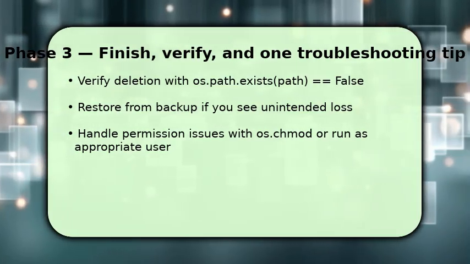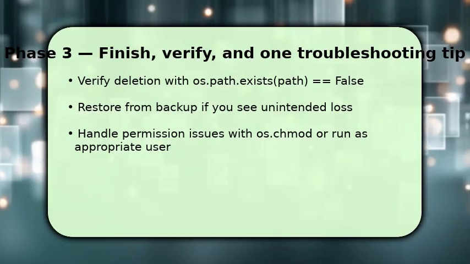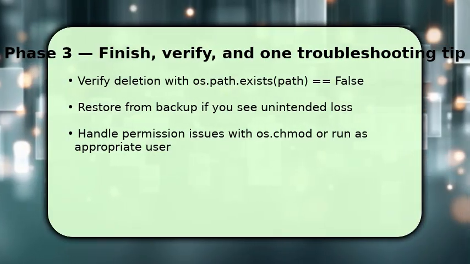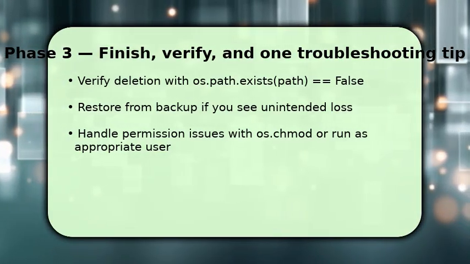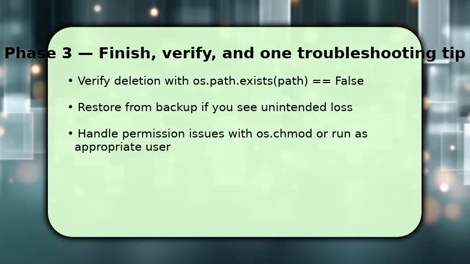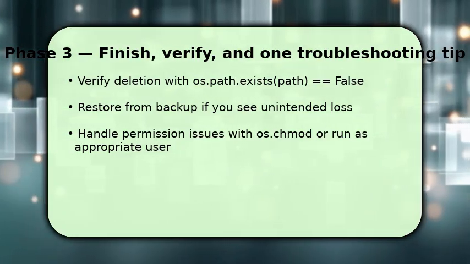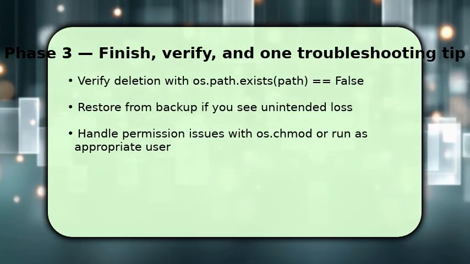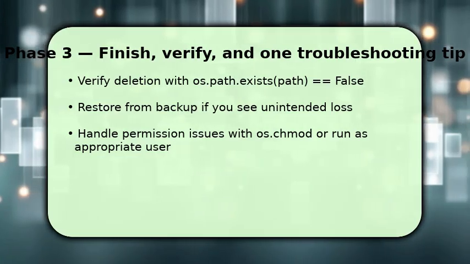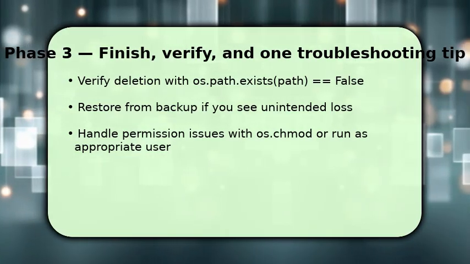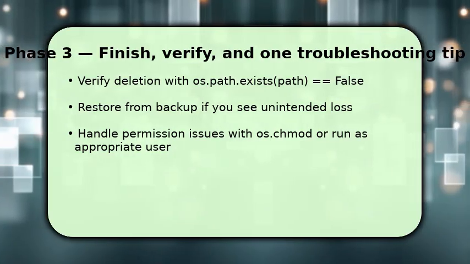If you encounter a PermissionError, change file permissions using os.chmod or rerun the script with the correct user privileges. Sometimes processes lock files, so stop related services first. One quick troubleshooting tip: if deletion fails repeatedly, check that no process is holding the file open and retry.